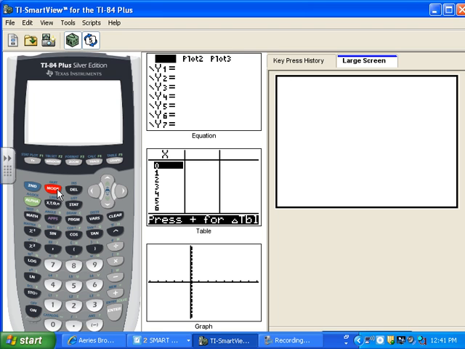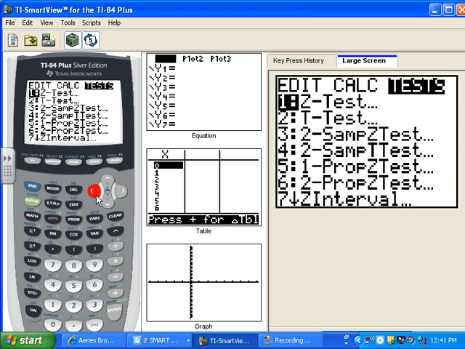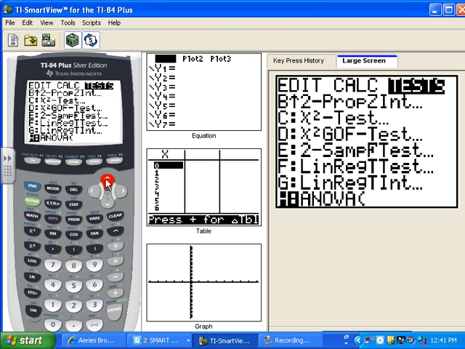All right. We've got our matrices. We're doing a chi-square test for homogeneity. So go to Stat. Go over to Tests. All calcs have this one. Not all of them have the goodness of fit. All of them have the chi-square test.